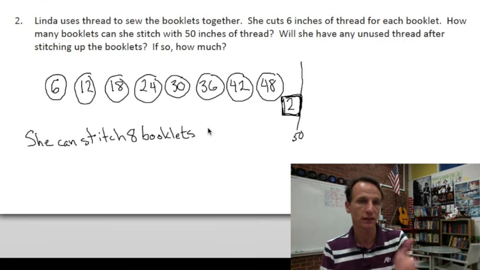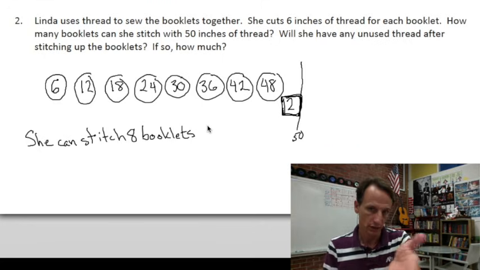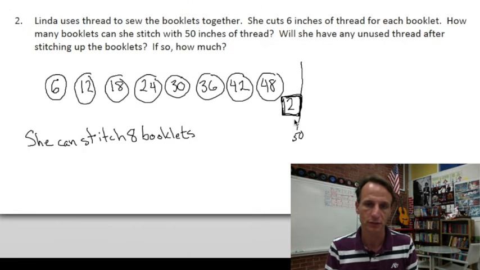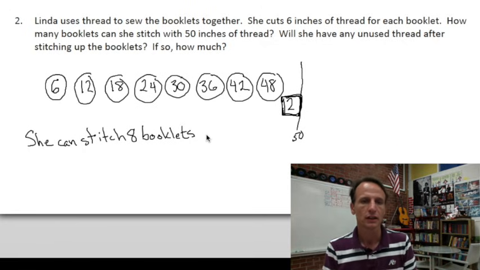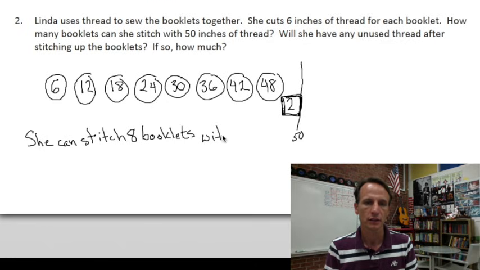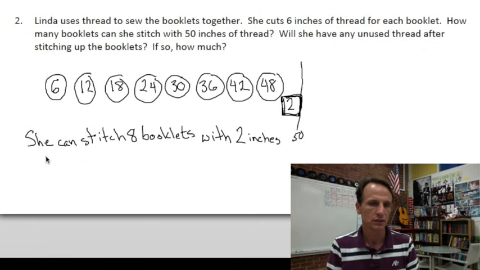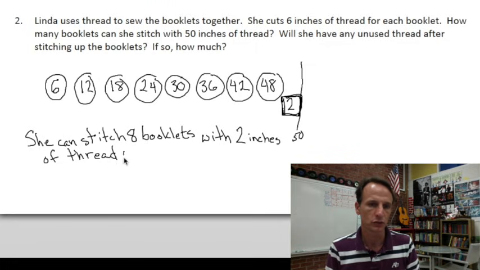And will she have any unused thread after stitching these up? If so, how much? Yes, she will have unused thread. We already determined that's our 2 inches there. With 2 inches of thread, let's use their word, unused.